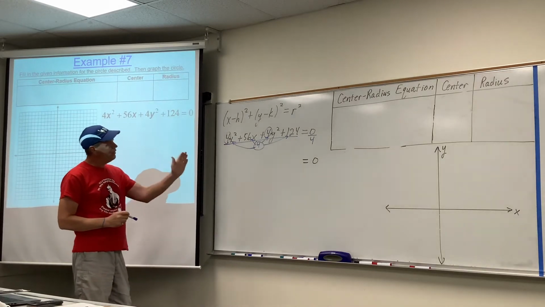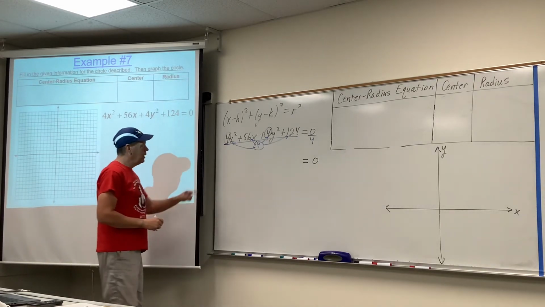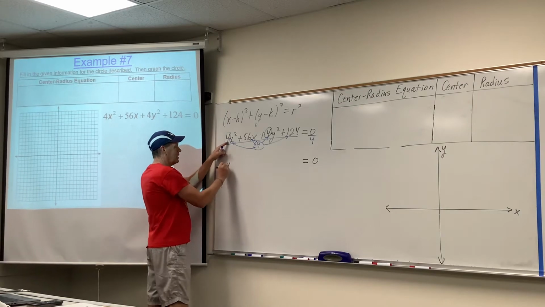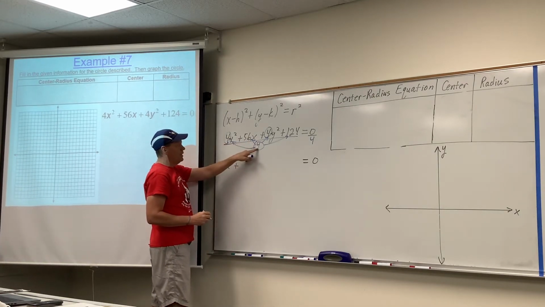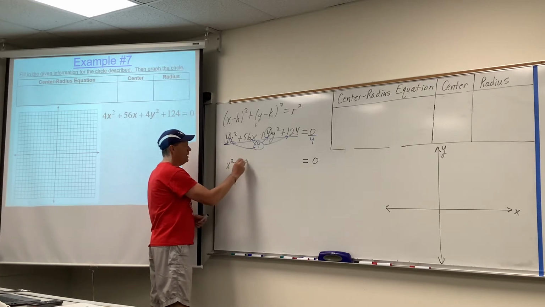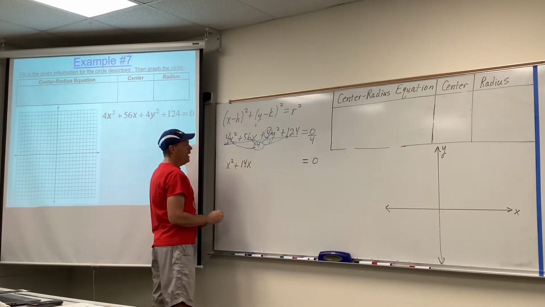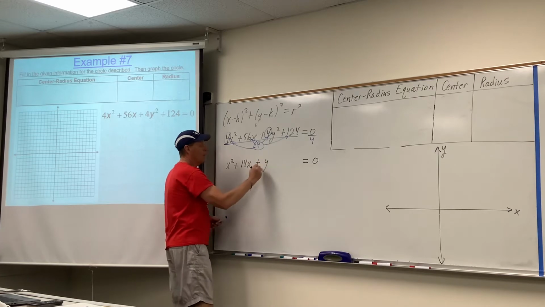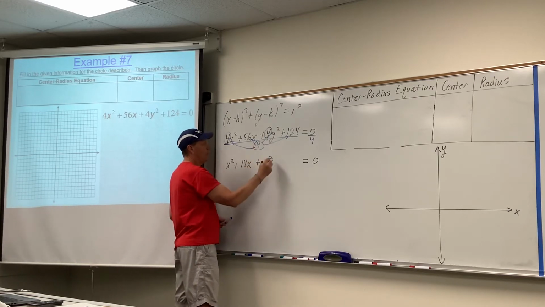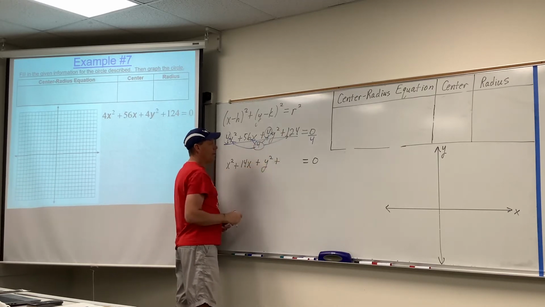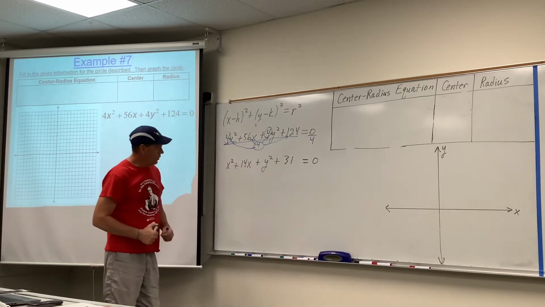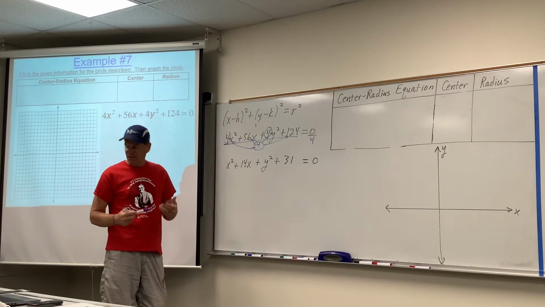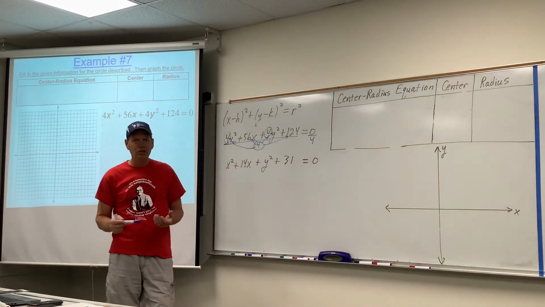Let's go through and divide every term in the equation by 4. That would give us 1x squared. 56 divided by 4 is 14, so that would be 14x. And then that just becomes a 1y squared, 4 divided by 4. And 124 divided by 4 is 31. Okay, so there we go. Get rid of that coefficient. This is the first example where we've had that issue.